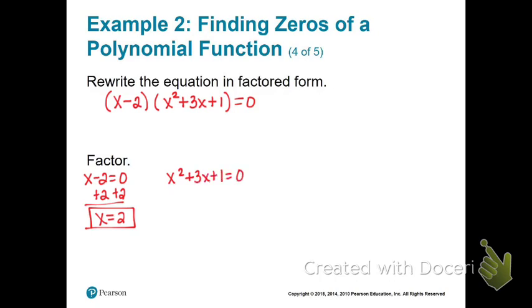Can I factor that? No. So what am I going to do? If I can't factor it, what's the only other way I can solve it? Plug into the quadratic formula. X equals negative b plus or minus square root b squared minus 4ac all over 2a, right? So we need to identify a, b, and c. What is a? The 1 in front of the x squared. What is b? The 3 in front of the x. And what is c? The 1, the constant term.